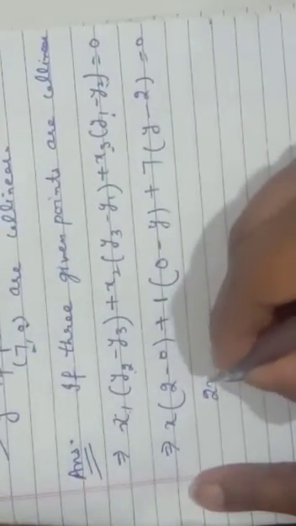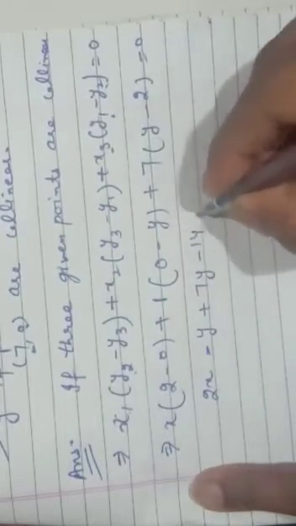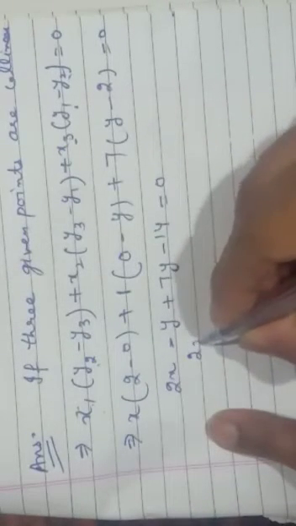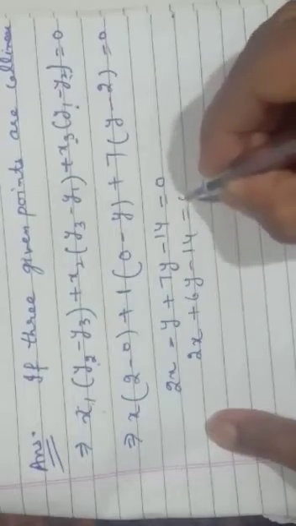Now let us simplify it. It becomes 2x - y + 7y - 14 = 0. Simplifying this, I get 2x + 6y - 14 = 0.